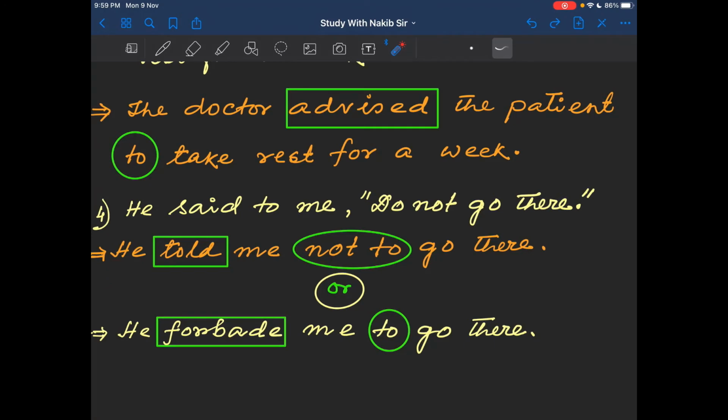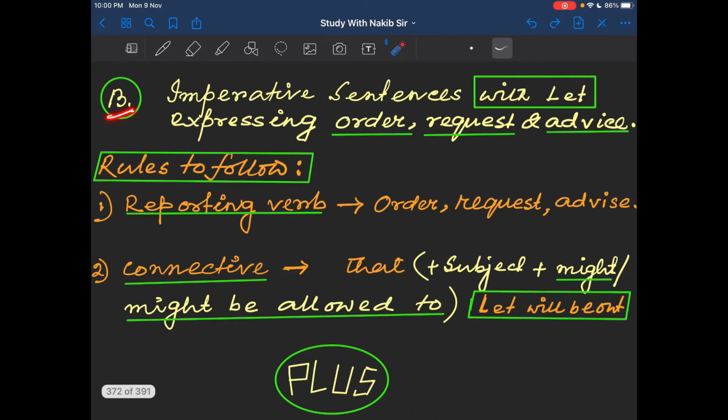But if you don't like to keep not in the sentence, then use the verb forbid. So it will become he forbade me to go there. Here you can't use not again because the sense of not is inside the verb forbade. So your final answer in this case is he forbade me to go there. This is the affirmative sentence, and he told me not to go there is the negative sentence. Clear? Now go to section B.